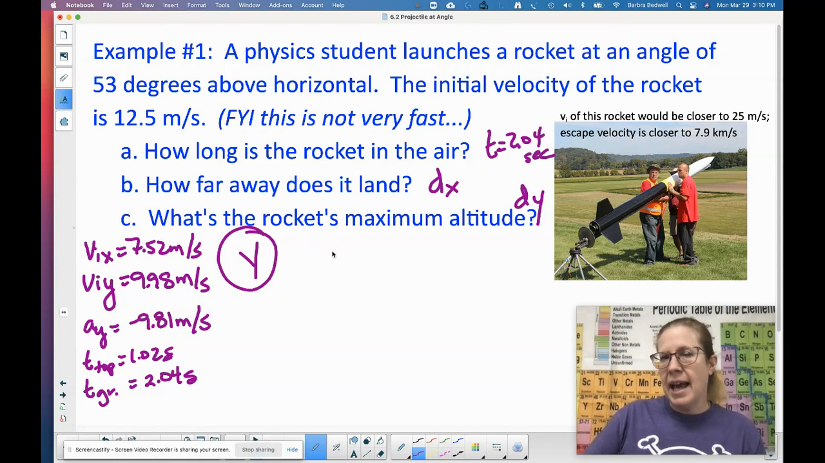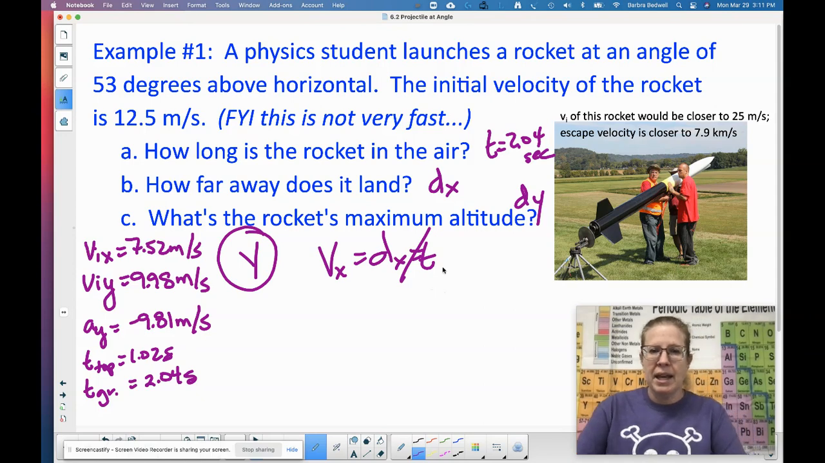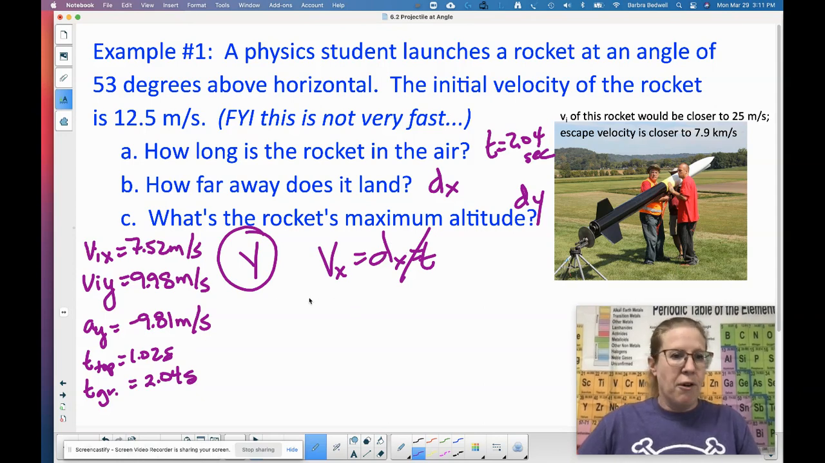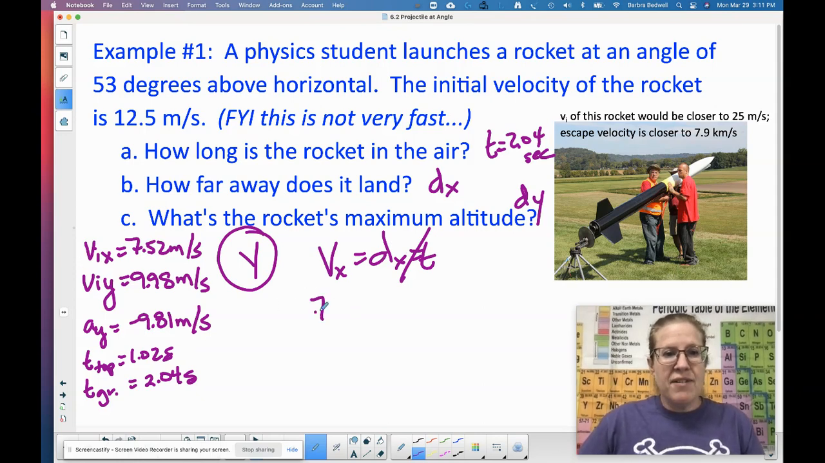So horizontally has no acceleration. Velocity equals distance divided by time. And again, because this is velocity horizontally and this is time on the ground, that'll give us the distance to the ground. So VIX, 7.52 meters per second.